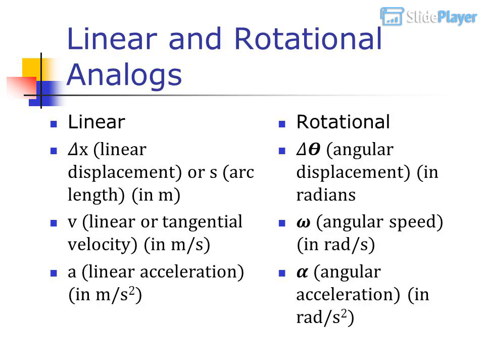Linear and rotational analogues. Linear: delta x, linear displacement, or s, arc length, in meters. v, linear or tangential velocity, in meters per second. a, linear acceleration, in m/s². Rotational: delta theta, angular displacement, in radians. Omega, angular speed, in rad/s. Alpha, angular acceleration, in rad/s².